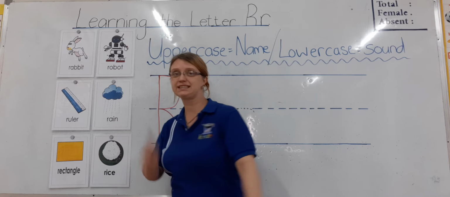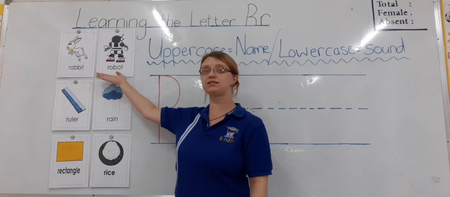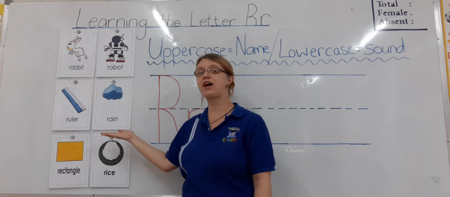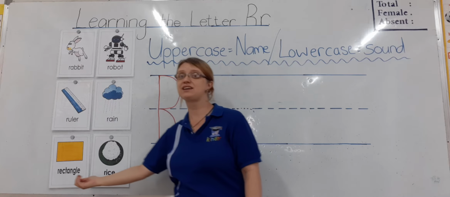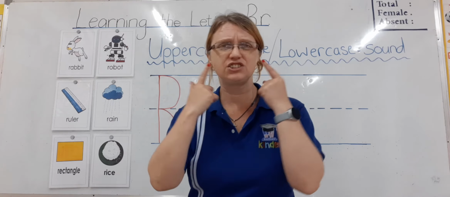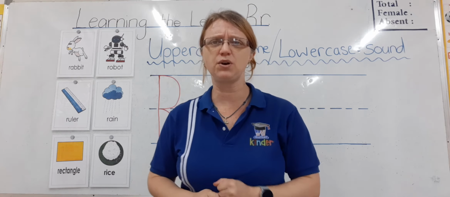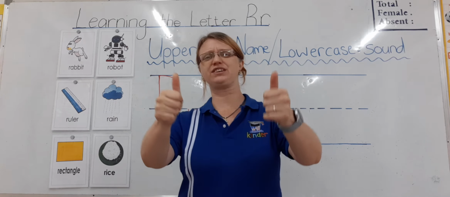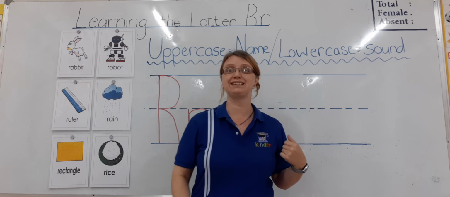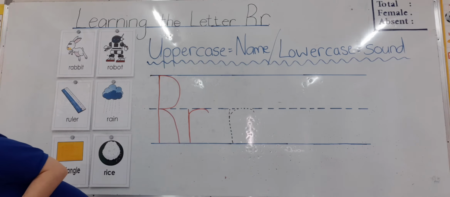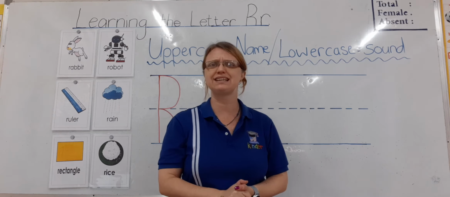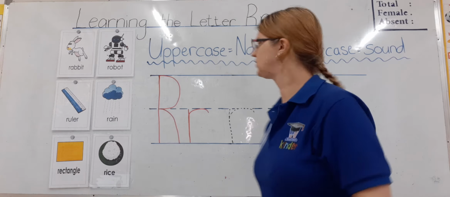Okay, so let's go through the pictures. Listen one more time. Robot. Rabbit. Ruler. Rain. Rice. Rectangle. Good job. Did you hear the R sound with every word that I said? You're awesome. Now let's move on to how we write these letters. Are you ready? Let's have a look quickly.